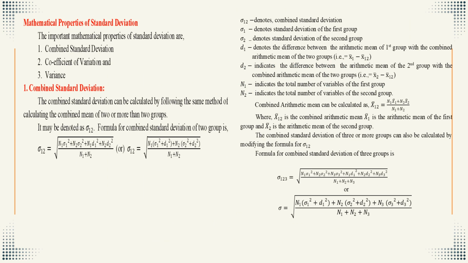Now let us study the mathematical properties of standard deviation. The important mathematical properties are: one, combined standard deviation; two, coefficient of variation; and three, variance. Combined standard deviation can be calculated through the formula given below. It may be denoted as sigma 1,2. Combined means there are two standard deviations, and how they should be combined is to be known.